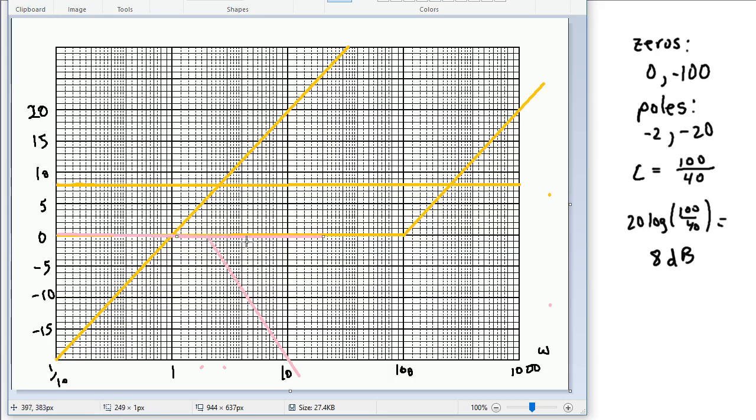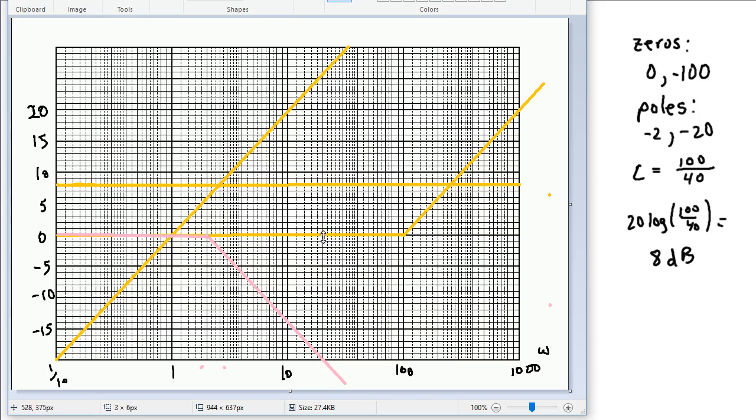So that would be 0, and then again, actually I messed up that previous plot, didn't I? A decade above 2 is actually 20, so at 20 I'm going to be down 20 dB, and then this line would continue forever. So having the capability to make straight lines like this using a straight edge turns out to be very useful here.